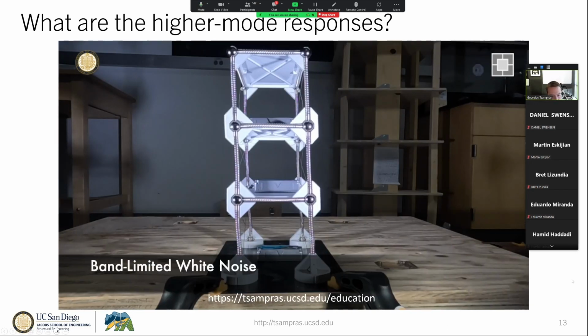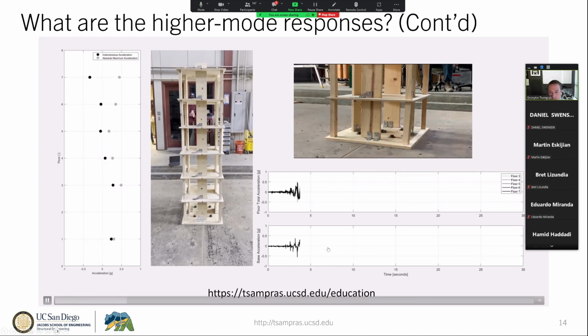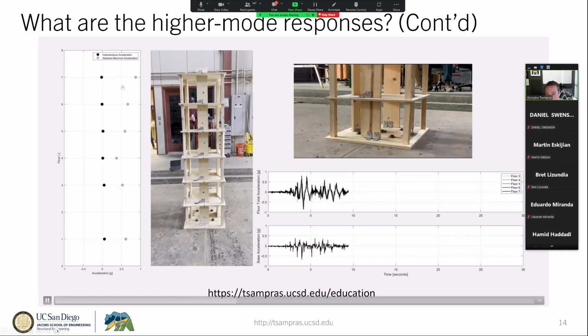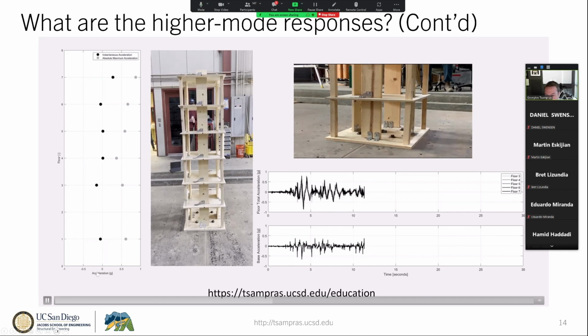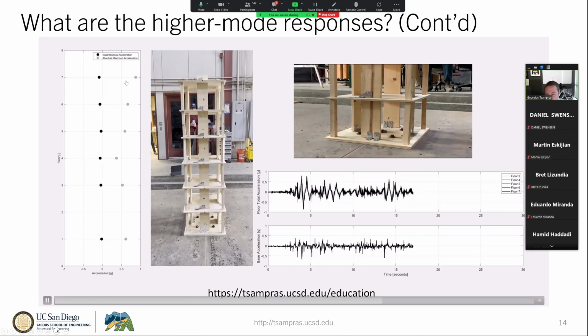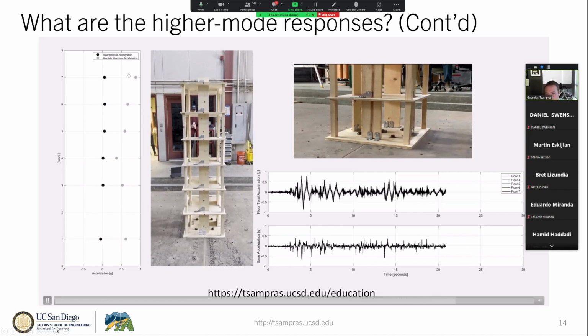So now the effect of these higher mode responses can be seen from another model we are using in my classes, and you can see when we subject this model to a ground excitation, if we plot the acceleration versus the floor number, we have a high absolute maximum acceleration at the upper floors, which is not the case on the lower floors. So this amplification happens typically because of the contribution of higher mode responses.